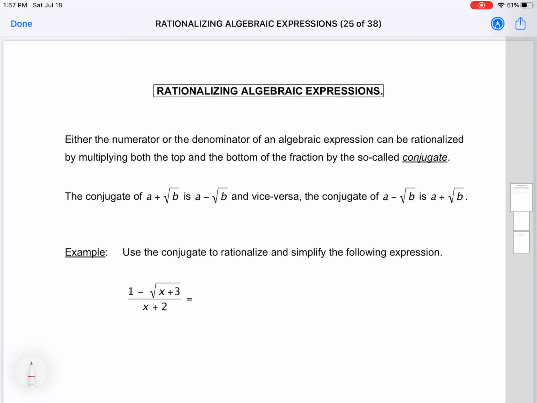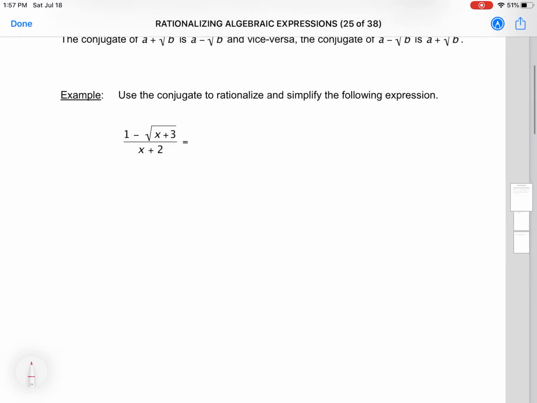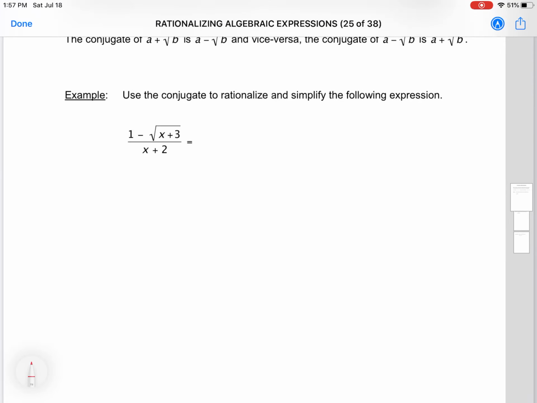Now, what's the conjugate? Well, the conjugate of a plus root b is simply a minus root b, and vice versa. So you change the middle sign when there is a root of some sort involved, and you have what is called the conjugate. So let's see if we can apply that technique on the first example here, which is 1 minus the root of x plus 3 over x plus 2. What is that equal to?